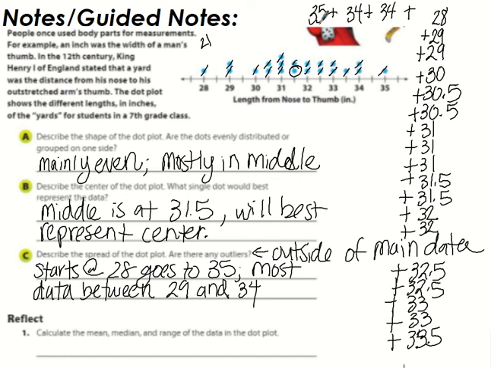So I'll start from the beginning again. 28 plus 29 plus 29 plus 30 plus 30 and a half plus 30 and a half plus 31, 31, 31. So the numbers should match how many dots I have, right? 1, 2, 3, so I have 1, 2, 3. All right, I'll keep going. 31 and a half plus 31 and a half plus 32, 32, 32 and a half, 32 and a half plus 33, 33, 33 and a half, only one, yay. 34, 34, and then 35.